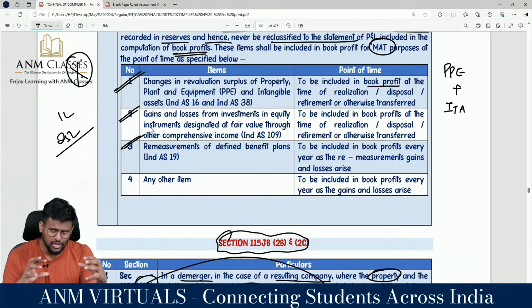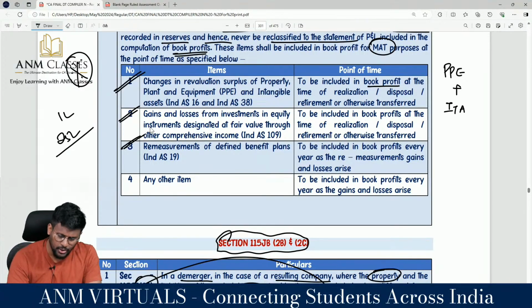Now I am converging with the IFRS, that is Ind AS, my dear lovable students. Because of that, I would have revalued the assets and liabilities. Sometimes I would have remeasured the liability. I would have understood that this much liability is not required. So every year it may undergo a change.